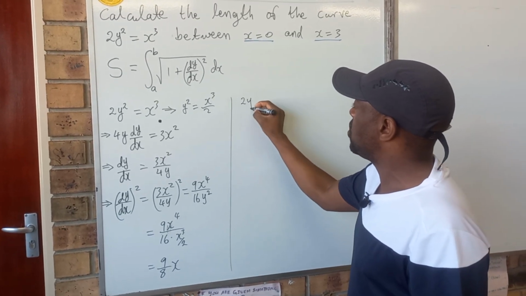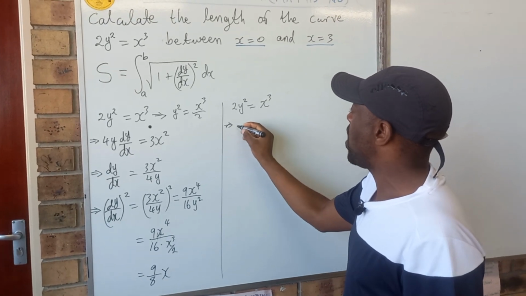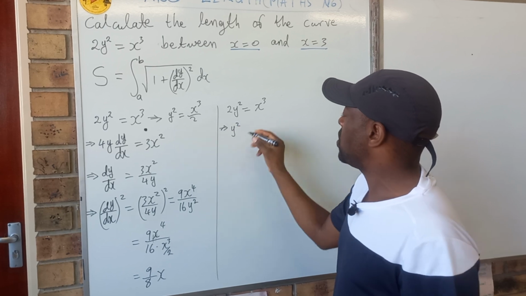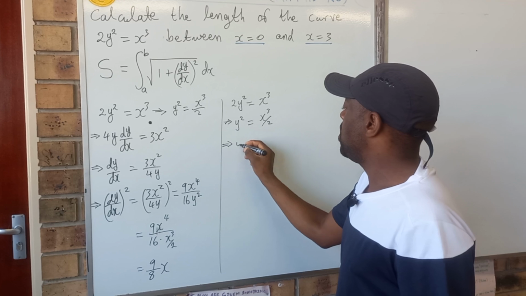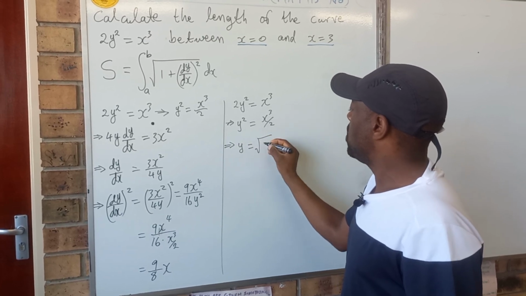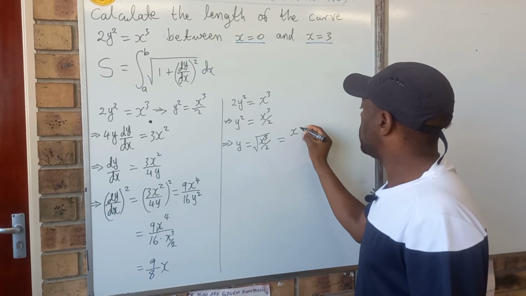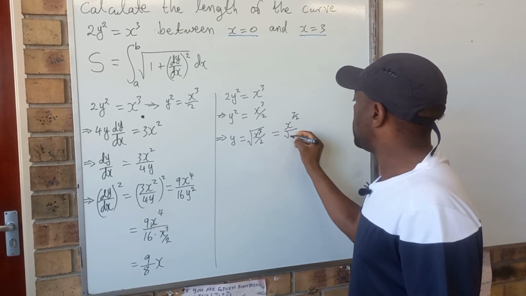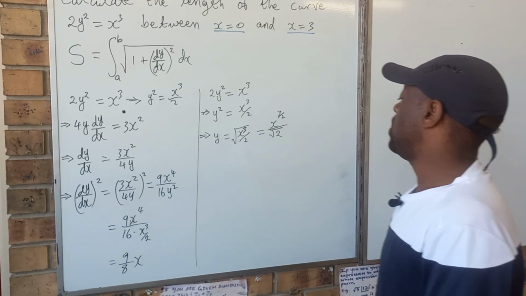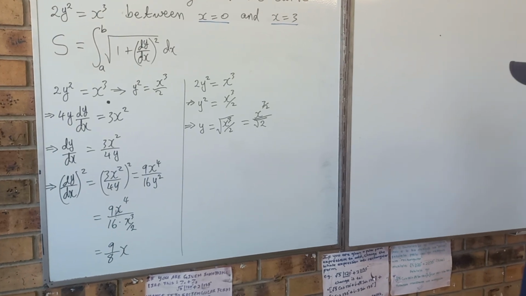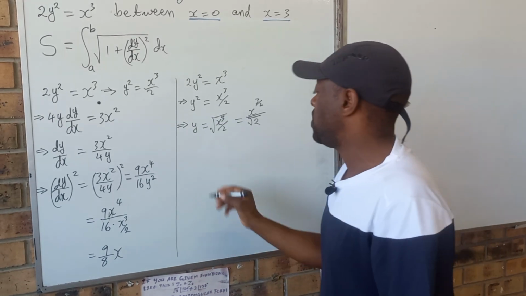Option 2 says if I get 2y squared equal to x cubed, I must start by making y the subject. So I'll make y squared the subject first to get x cubed over 2. Then y becomes the square root of x cubed over 2. And that means x to the power 3 over 2 divided by root 2, since the square root can go over the division sign. So that is how I must arrange my problem before I do my differentiation.